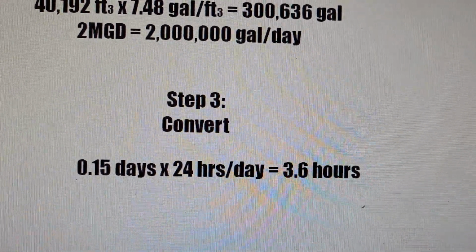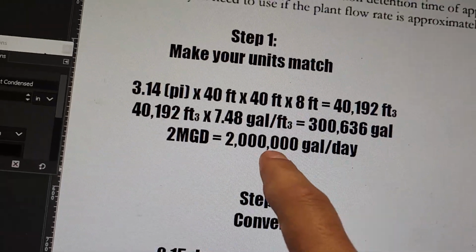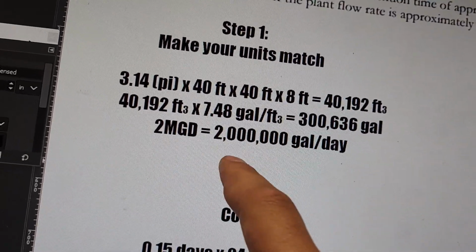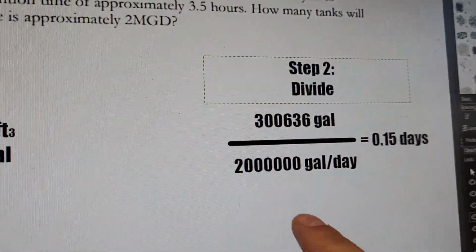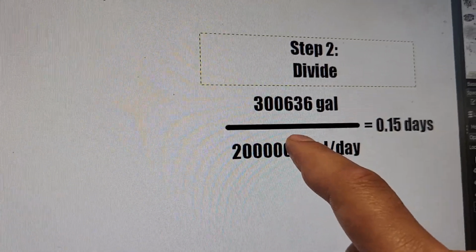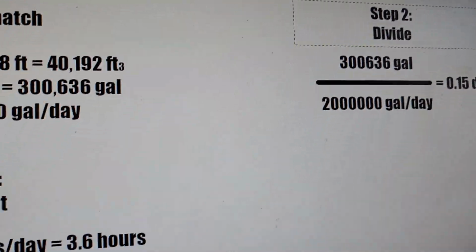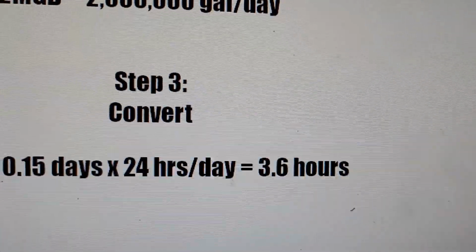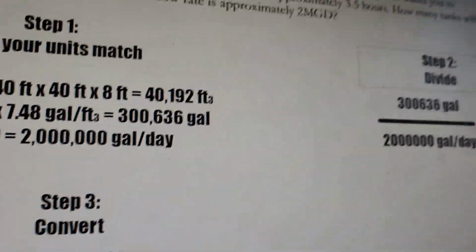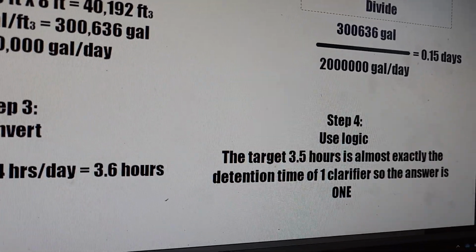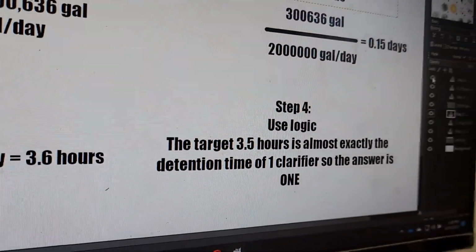It'll double your detention time because you're going to slow the flow rate through each clarifier. If you fed each clarifier 1 million gallons, then what you're basically doing is cutting this number in half, and you're going to basically double this number, which is going to double this number. So you're going to get 7.2 hours. That's not right, because that's going to be way too slow. So your answer is just one clarifier.